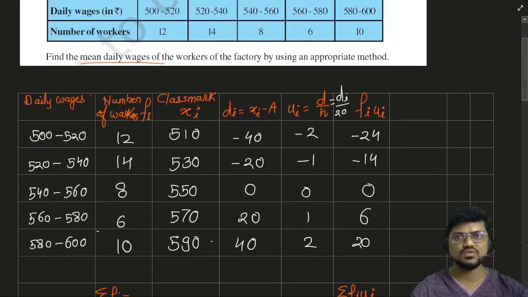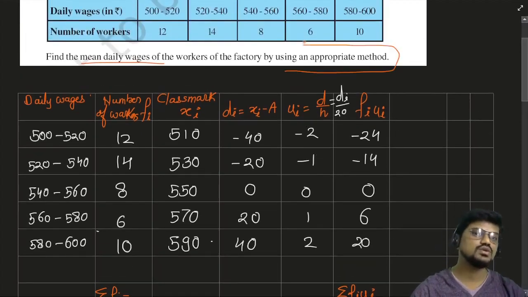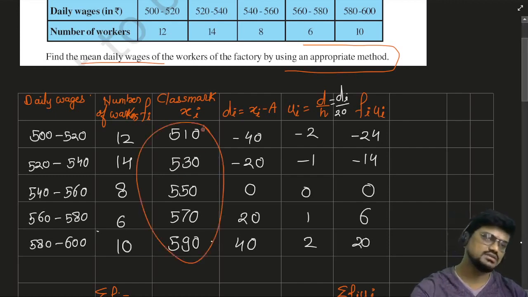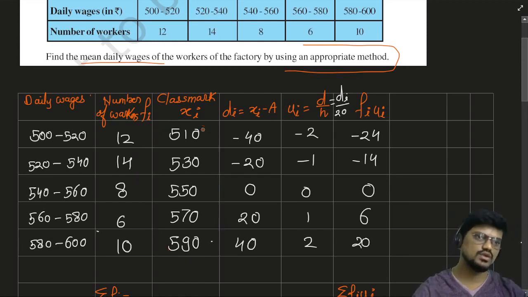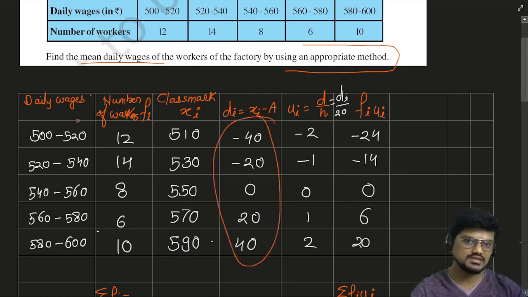That's why they will not say any particular method; they will say, using an appropriate method. So you have to decide which will be the method. How do you decide that? I have told you. If the numbers are too high, it is better to use an assumed mean method. You can use the shortcut method. But if you find these di values are multiples of the class interval, then use the step deviation method.